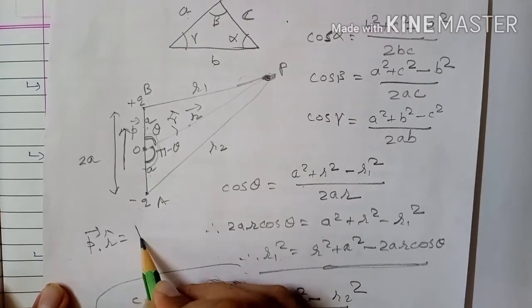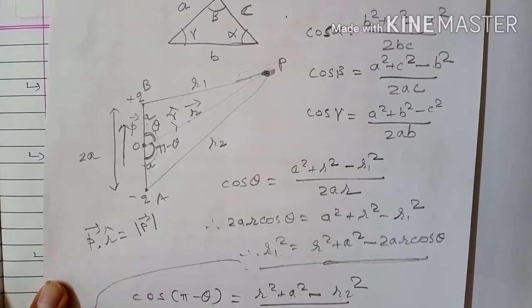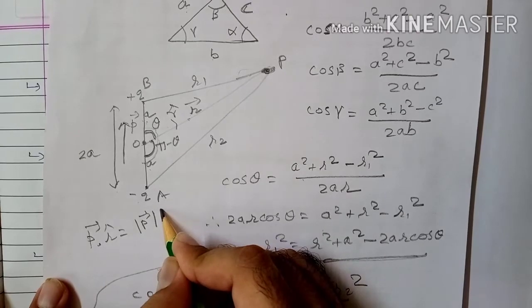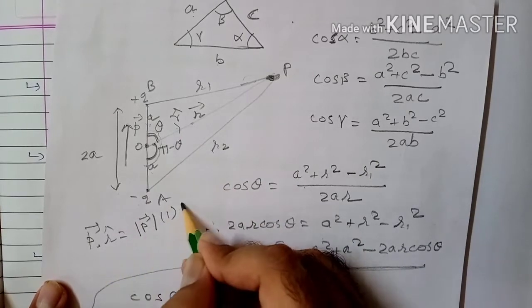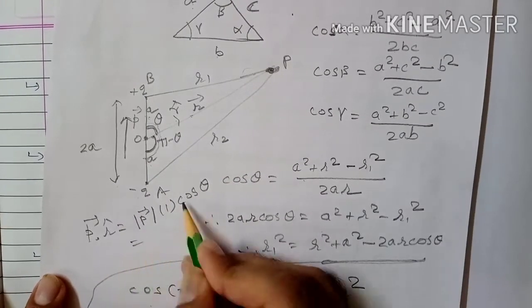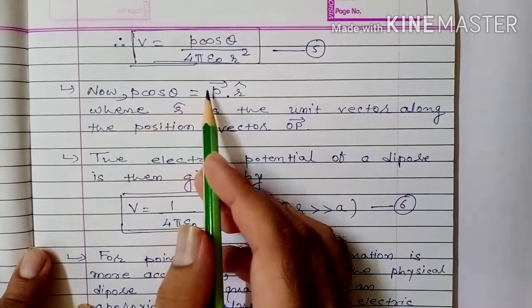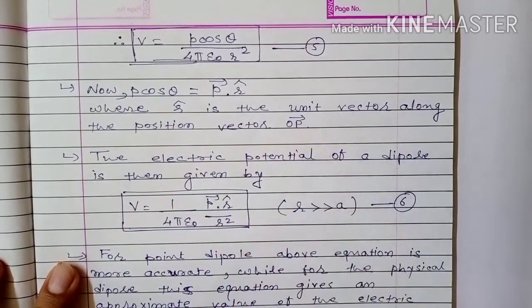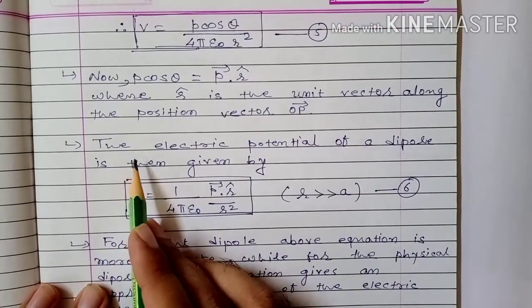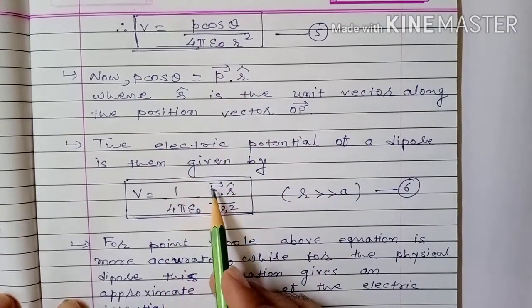So here we can write p vector dot r cap; if we remove the dot, then we take the magnitude of p vector. What is the magnitude of a unit vector? That is 1. The angle between p vector and r cap is theta. If we remove the dot, it can be written as cos theta. So this can be written as p cos theta. So instead of p cos theta, we can write p vector dot r cap, where r cap is the unit vector along the position vector OP. The electric potential of a dipole is then given by, instead of p cos theta, writing p vector dot r cap.